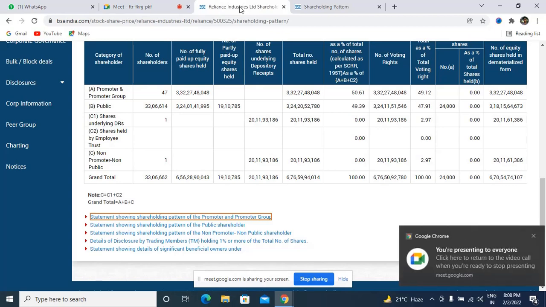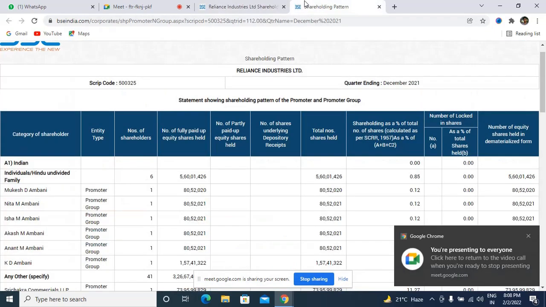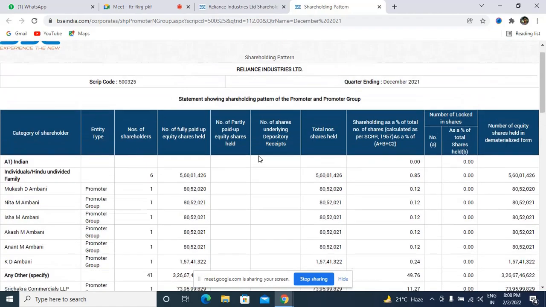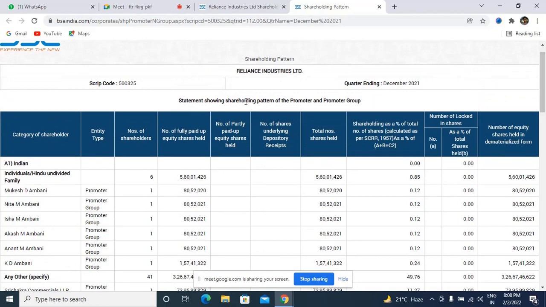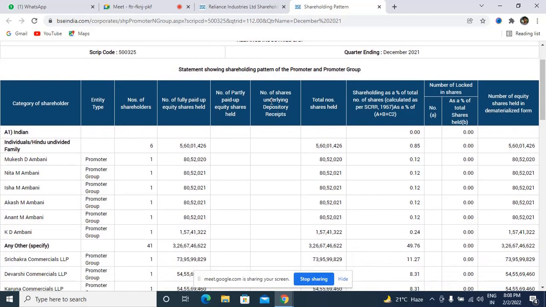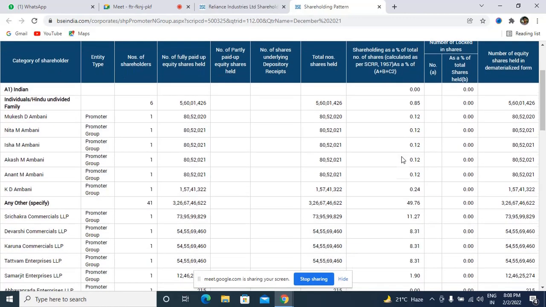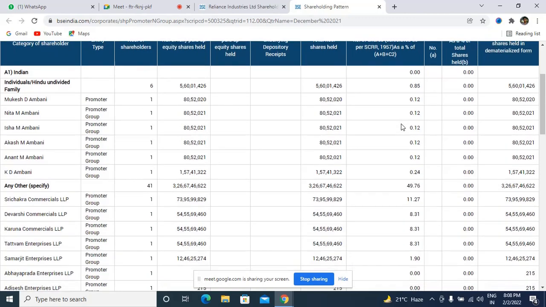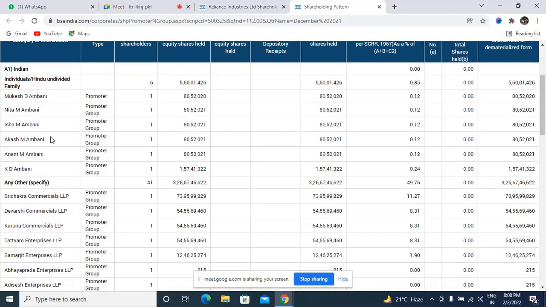Is my screen visible to you? Now let us look at this Reliance Industries statement showing the shareholding pattern of the promoter and promoter group. Mukesh Dhirubhai Ambani, you can see what their shareholding is right here. Nita Ambani. Just look at it for now, don't jump to conclusions at this moment. Isha Ambani, Akash Ambani, Anant Ambani, KD Ambani, Kokilaben Dhirubhai Ambani, who is Mukesh Ambani's mother.